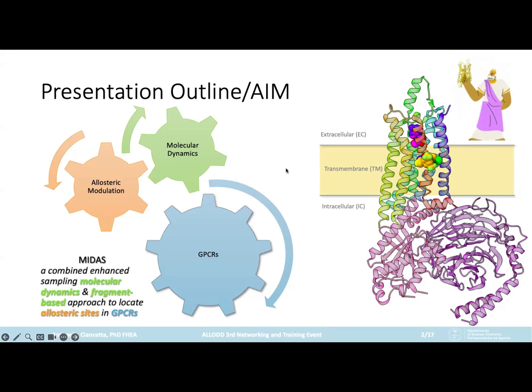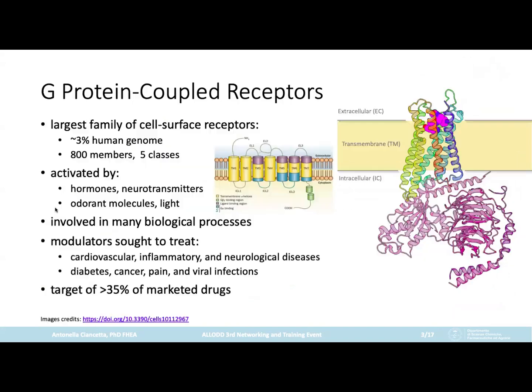Okay. So the code name for the tool is MIDAS, which was the acronym of the project that was funded by the European Union. And the aim of my presentation today is to try and convince you that the tool that combines these three key ingredients together can actually be helpful, and can be used for drug discovery purposes.